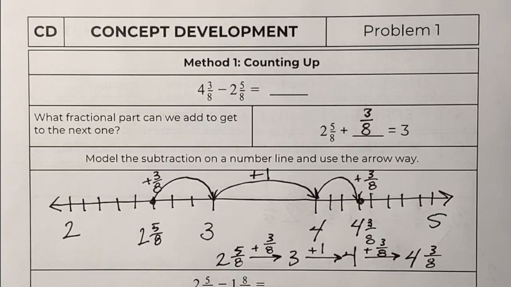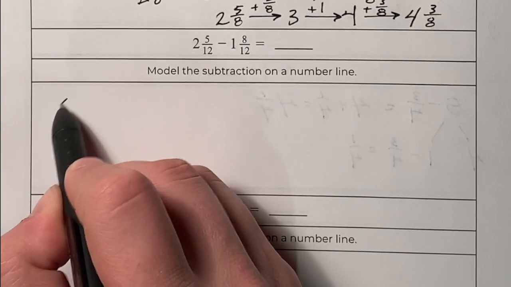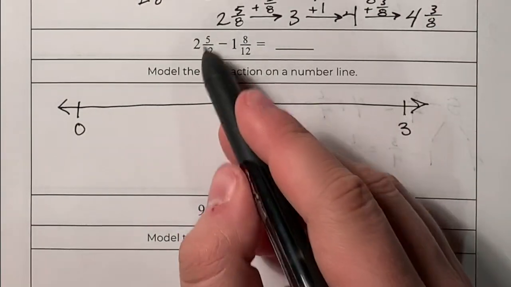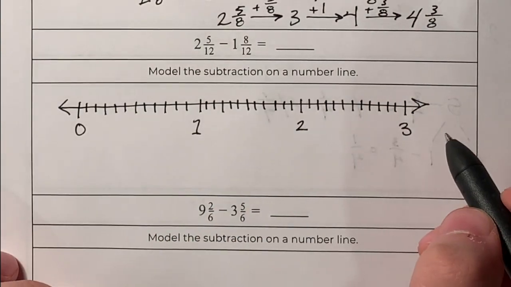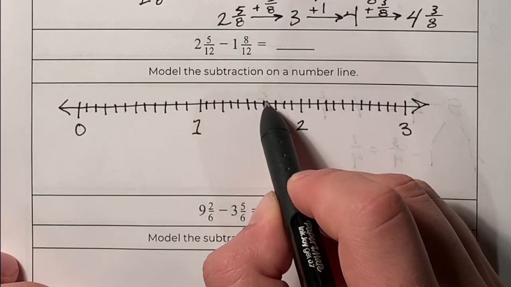I'm going to walk through another example now. I'm going to start with a number line between 0 and 3 because 2 5/12 is between 2 and 3. Now I have my 12ths drawn. So I'm going to start with 1 8/12 right here.